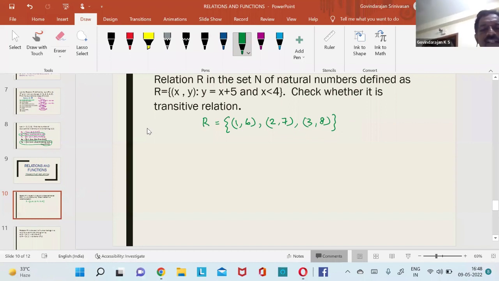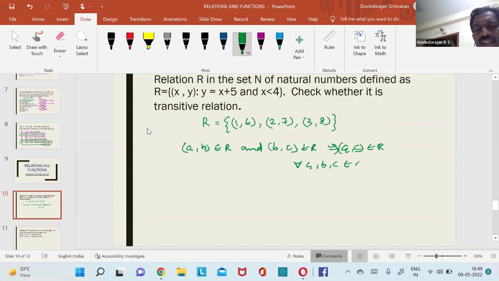Actually, the transitive relation definition is: A comma B belongs to R and B comma C belongs to R implies A comma C belongs to R, for every A, B, C belonging to the set. If the two ordered pairs belong to the relation, that implies A comma C belongs to R. So this is the definition of a transitive relation, right?